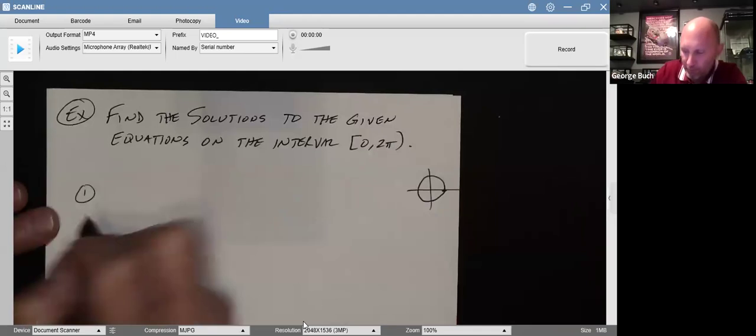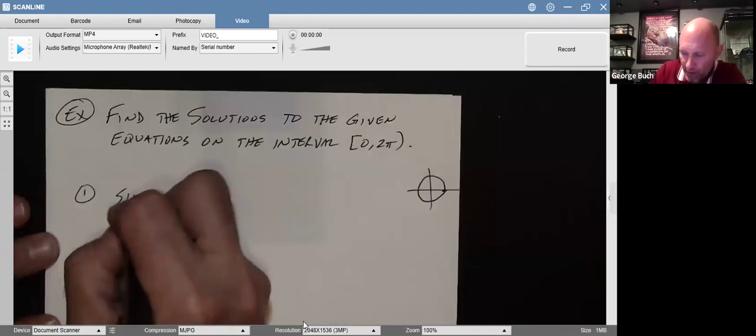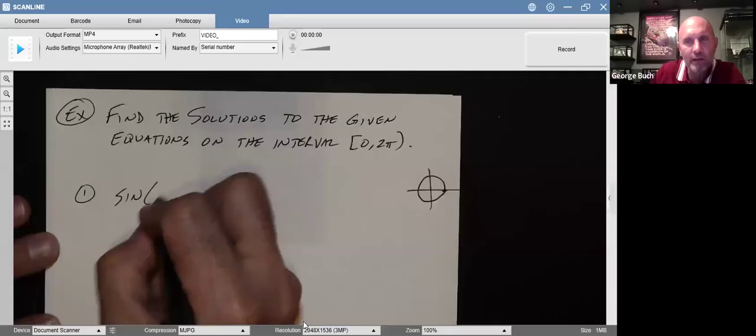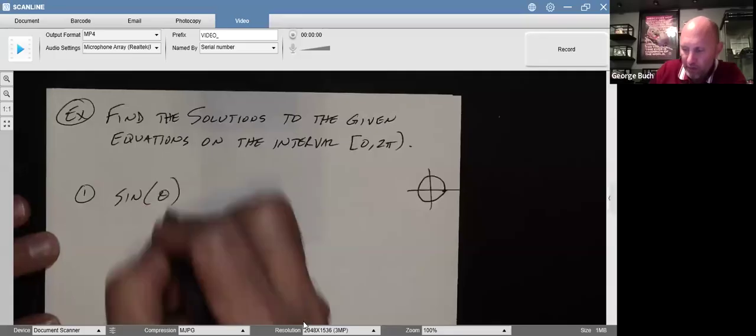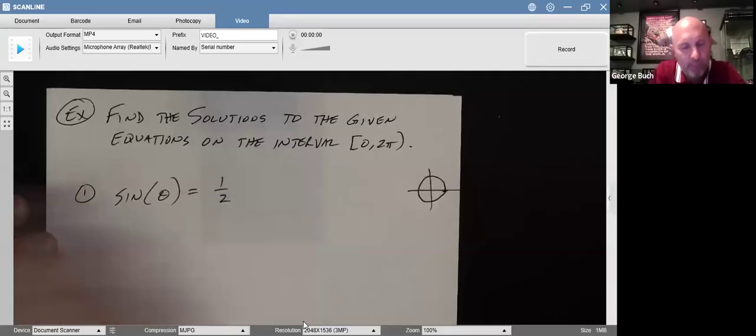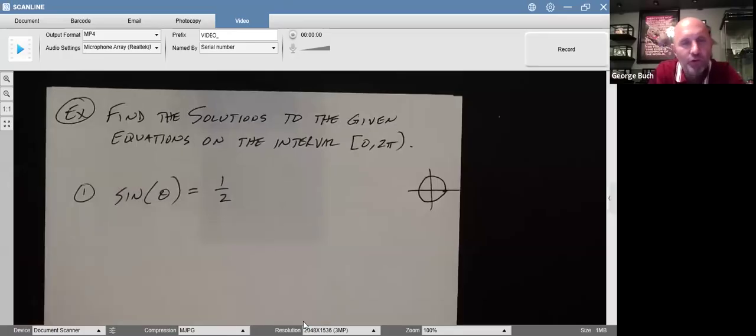So the first one we have, let's start out crawling, like a baby does. Sine of theta is a half. So this is similar to what we had in the content video. There's no work for us to do. We don't need to factor it. We don't need to really do substitution or anything. This is already almost at the final stage.